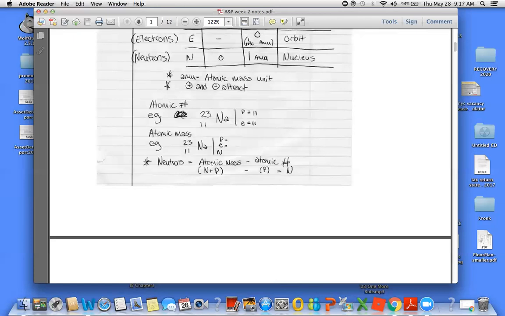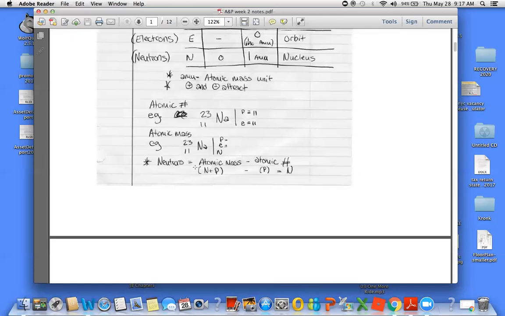Okay, and this is on your test. Big number minus little number is number of protons. Little number is number of, sorry about that. Now I've got that wrong. I apologize. Big number minus little number is number of neutrons. I repeat, big number minus little number is number of neutrons. So in the case of sodium, 23 minus 11 is equal to 12. That's the number of neutrons. You have 12 neutrons in a sodium.